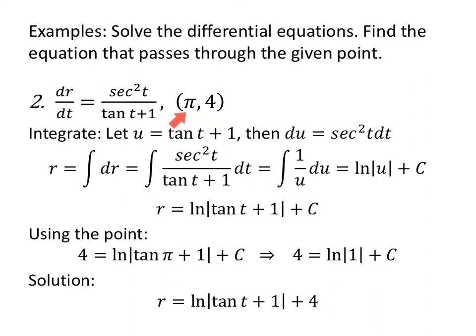But at the specific point where my input is pi and my output is 4, my output of r is 4. Put in pi. I know the tangent of pi is 0 because the sine of pi is 0. So 0 plus 1 is 1. The natural log of 1 is 0. If 4 equals the natural log of 1 plus c, then 4 equals c, and I have my specific solution.